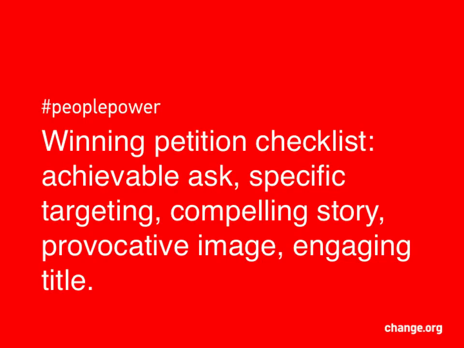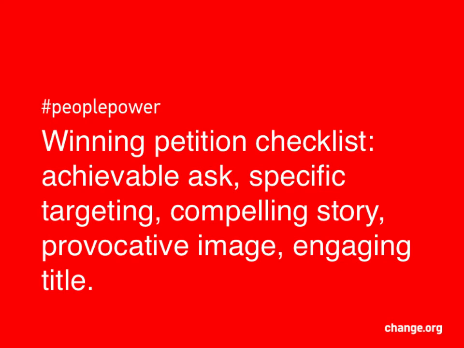So in review, the best things you can do to get your petition ready to share and engaging the most people possible is this winning petition checklist. Finding an achievable ask, setting specific targeting for decision makers, and telling a compelling story, not only with the words and narrative, but also through a provocative image and engaging title. And if you do those things, then you're that much more likely to have a petition that's going to be effective, both engaging people and actually making a difference.